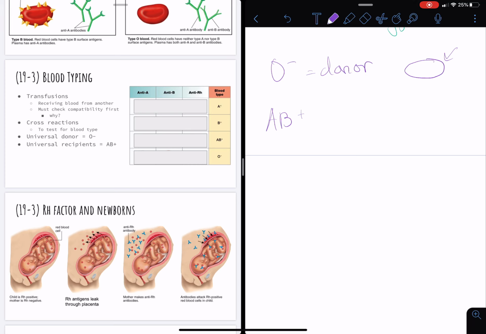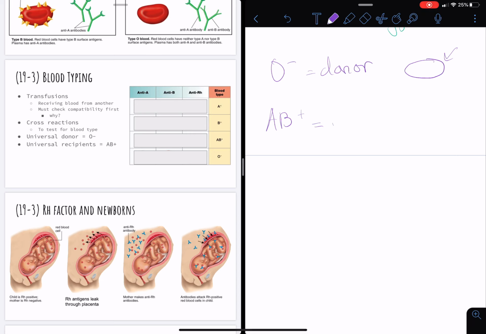Including O negative themselves. Versus AB positive can definitely not donate to O negative. Actually, AB positive could donate to O negative, as long as we separate the blood plasma. So let me take that back.